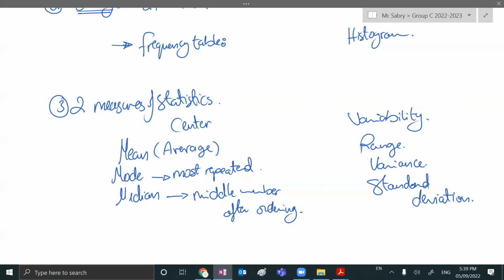Same thing if it's the other way around. If you figured out that the mean is lower than the median, what does that tell you? It tells you that most of the houses are lower than that price, not higher.